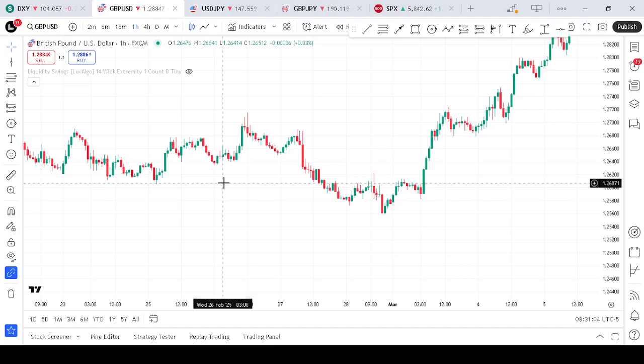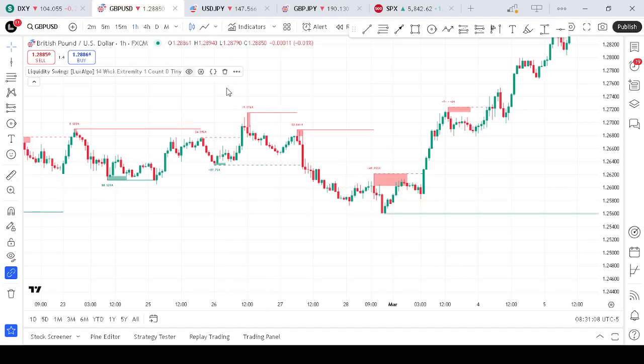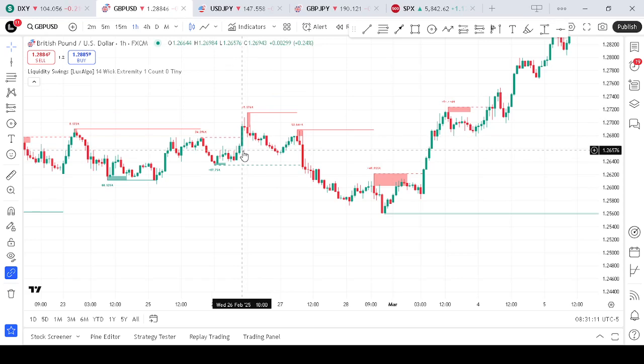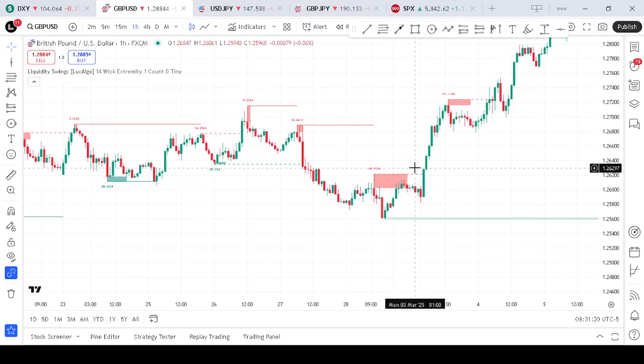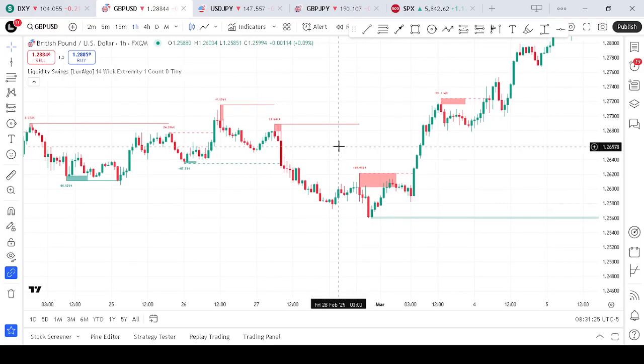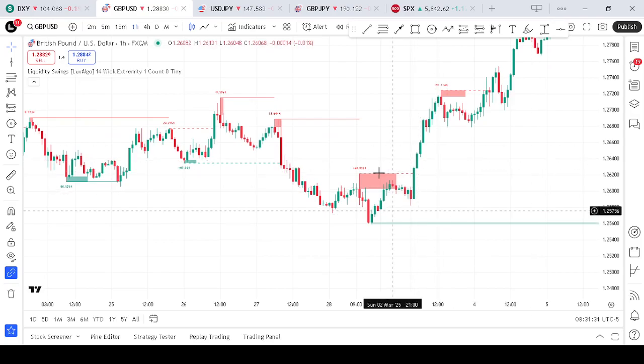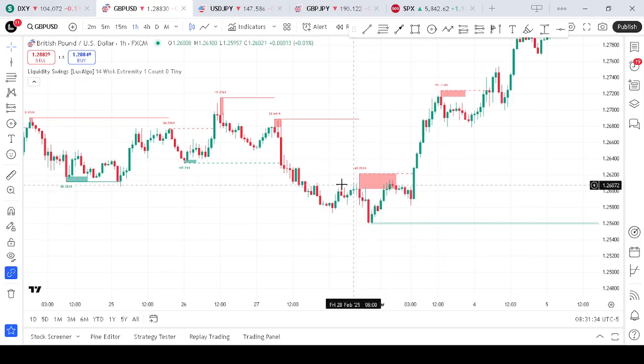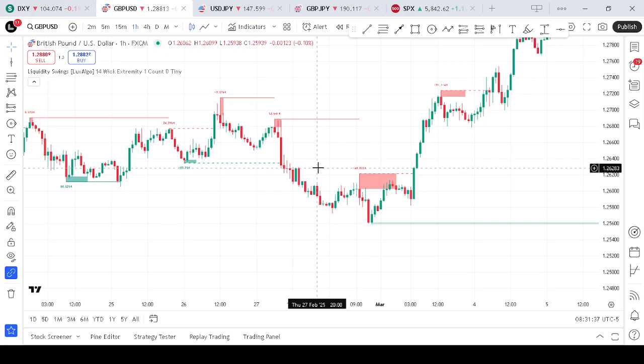Setting up this liquidity swing indicator is straightforward, but it is important to configure it correctly to maximize its potential. This indicator, as we can see from my screen, highlights key liquidity zones and swing levels, which can act as strong support and resistance areas. These levels are crucial for identifying potential reversal points or breakout zones.